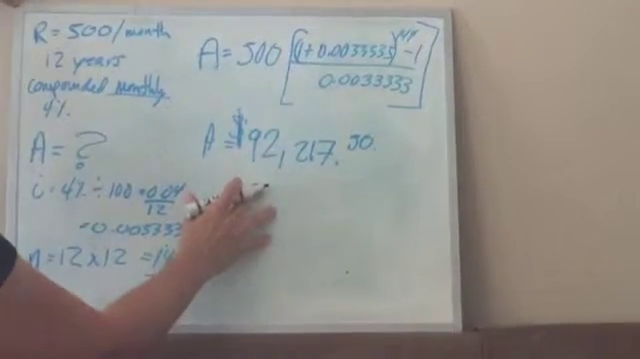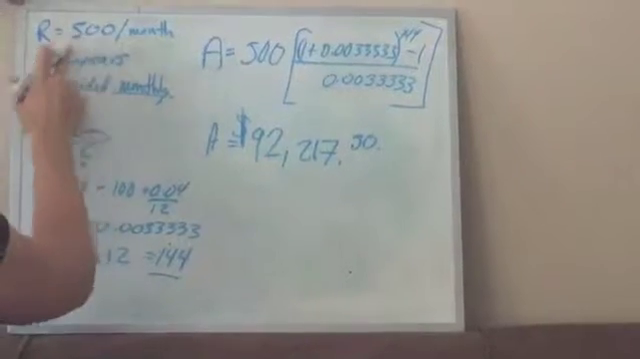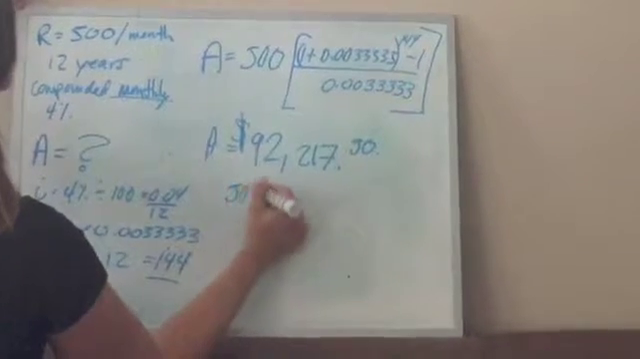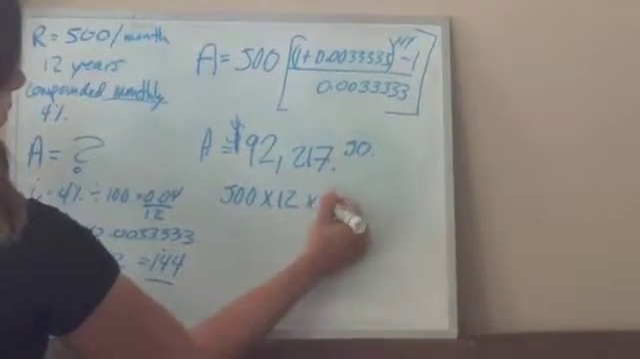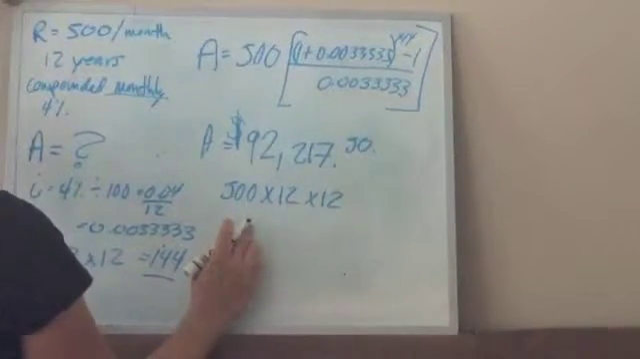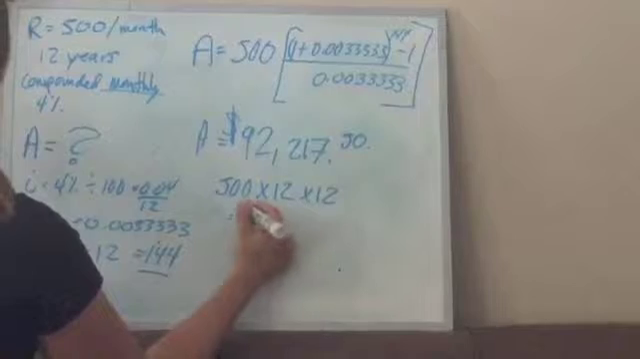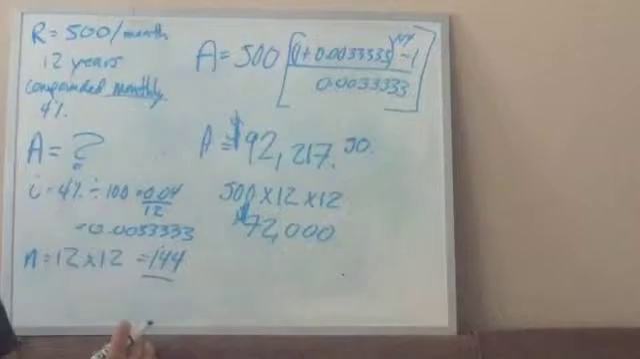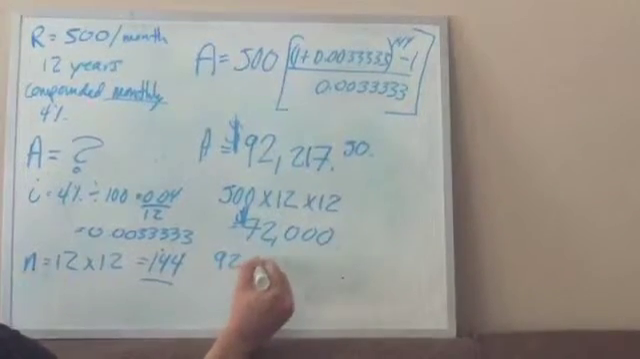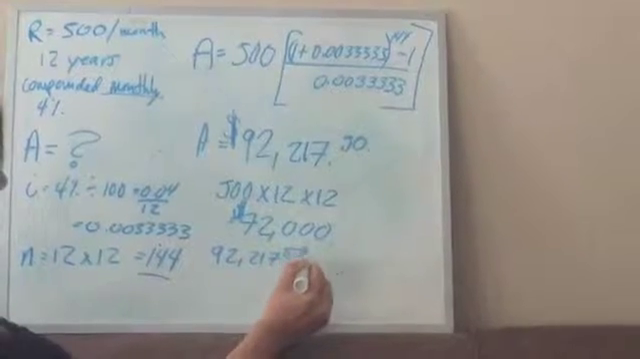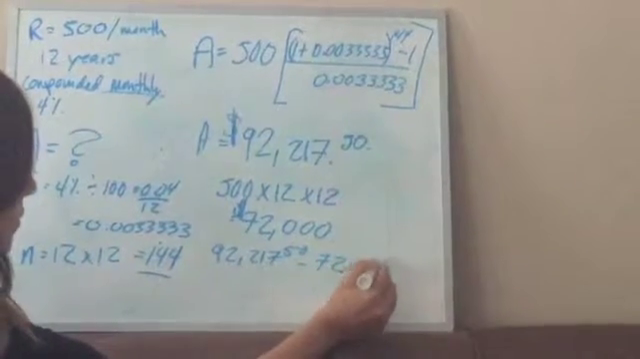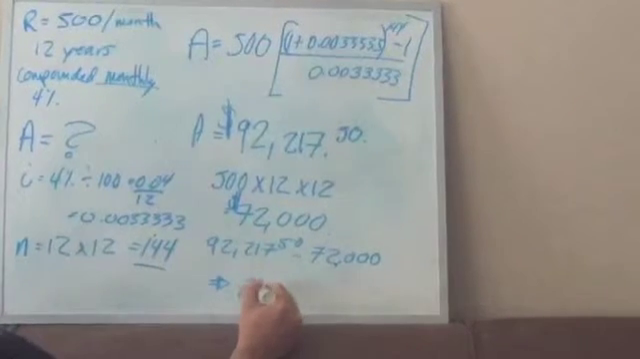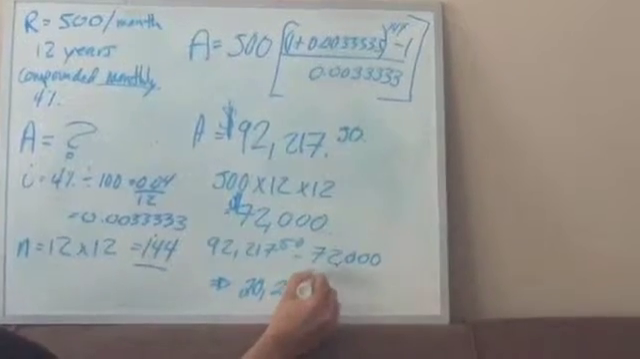So, we paid $500 a month for 12 years, which means I have personally deposited $72,000 of my own money into this account. To find the interest earned, we take our future value amount and subtract $72,000. And we see that $20,217.50 was earned in interest over 12 years. That's not so bad.